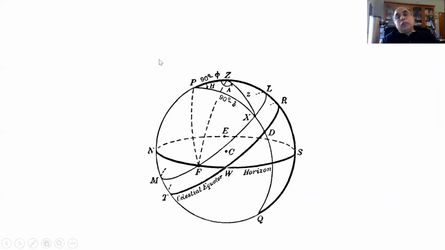Here's another view of the celestial sphere. This is just to make clear how we can see the relationship: arc PZ is 90 minus phi, arc PX is 90 minus delta, and ZX is the zenith distance, which we denote by small z. And we can do geometry with this and get relations and conversion formulae. And the angle between PZ and ZX is the azimuthal angle here.